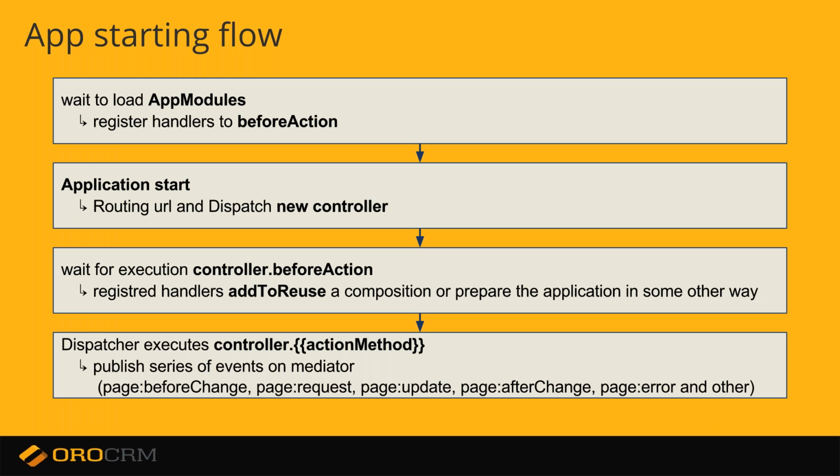Now let's summarize the application start flow. First, we load the dependencies of RequireJS for the application to start, including declared app modules. App modules often register initialization callbacks that have to be executed in the before action method.